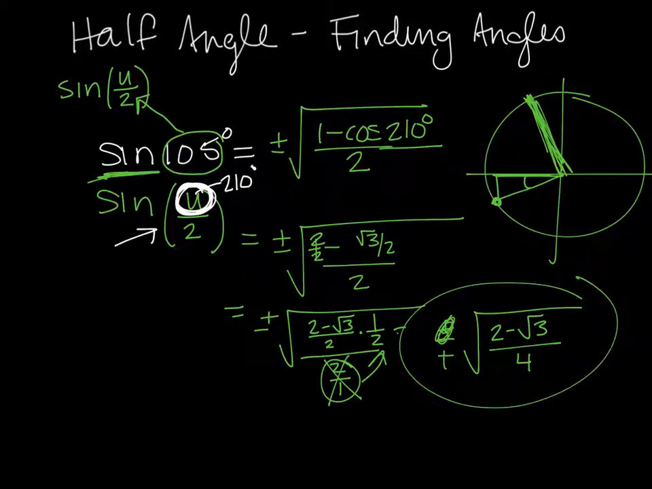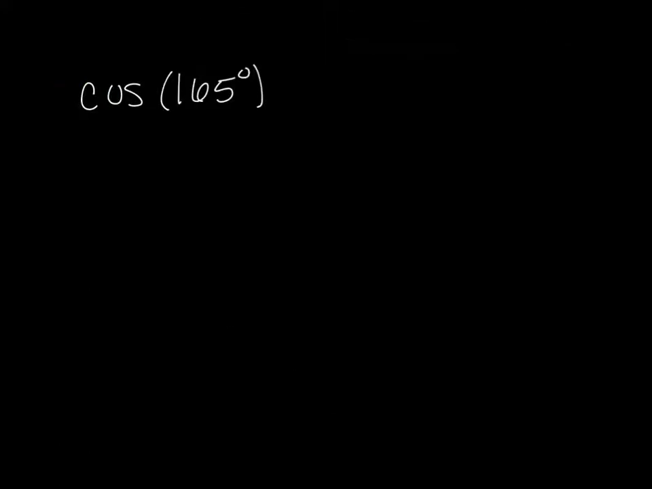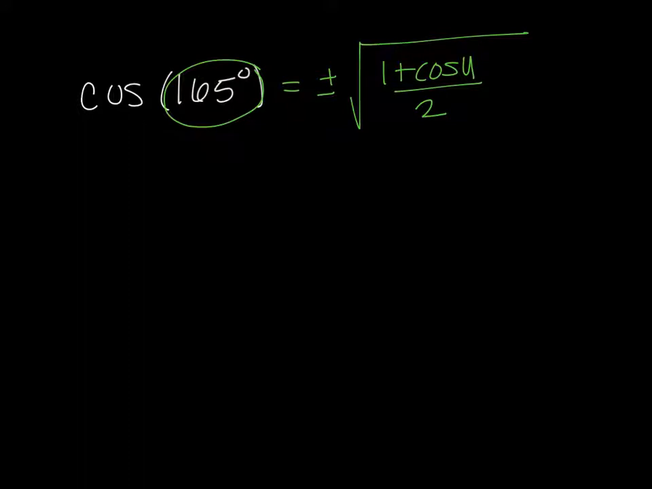You may need to watch this a couple times to really get a grasp on it. Let's do another example though. Here I have the cosine of 165. The formula for this says plus or minus the square root of 1 plus cosine of u, over 2. So it's very similar to sine: sine is 1 minus cosine u over 2, and cosine is 1 plus cosine u over 2. Again, I'm trying to figure out what u is. Remember, this right here is really some number divided by 2, and I need to figure out that number so I can put it there.